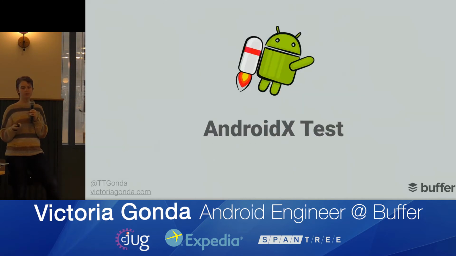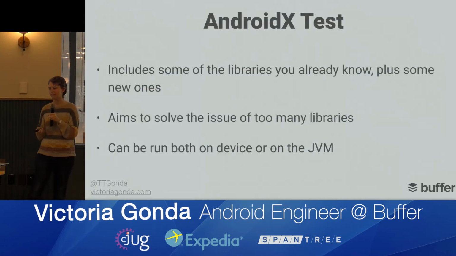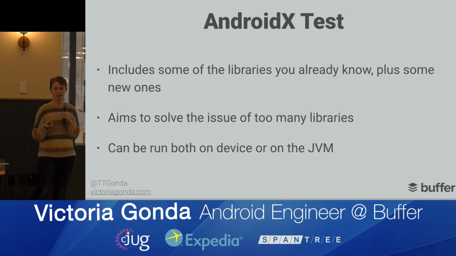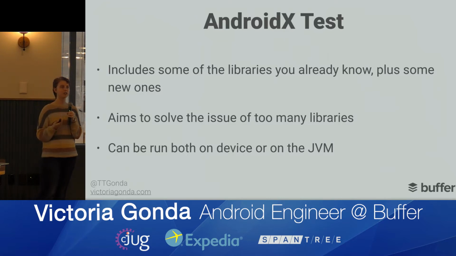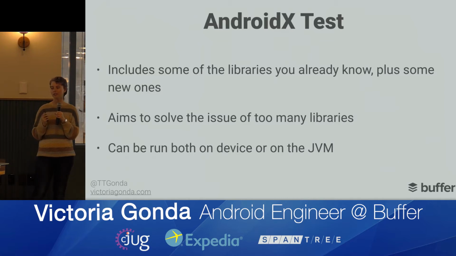Google is trying to help solve this with AndroidX Test, which they announced at the last Google I/O. This is a set of testing tools that are a part of Jetpack. It includes some of the libraries you might already know if you're familiar with testing on Android, such as Espresso. With it, the goal is that there's less thinking about which library should I use and more test writing. Also, there should be less thinking about where to run your tests.